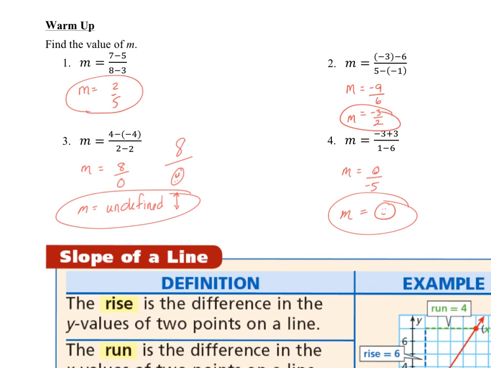Remember, when 0 is on the bottom, the answer is undefined. We did this with skiing last year, if you had me. And if 0 is on top, the answer is 0.